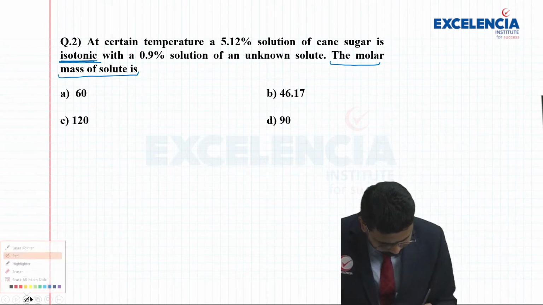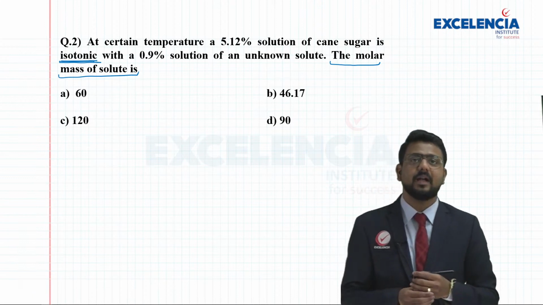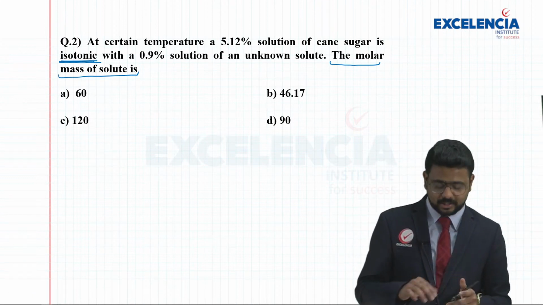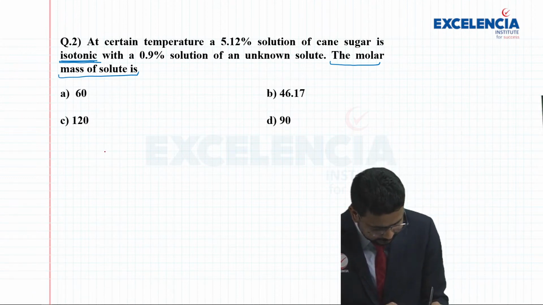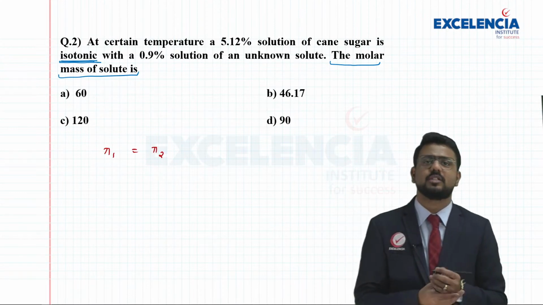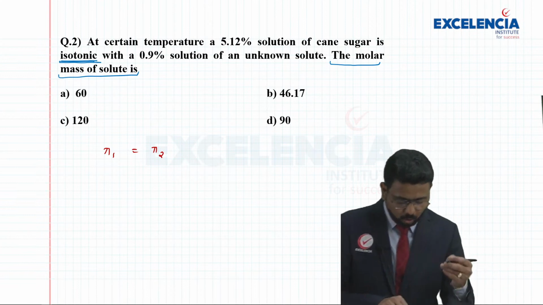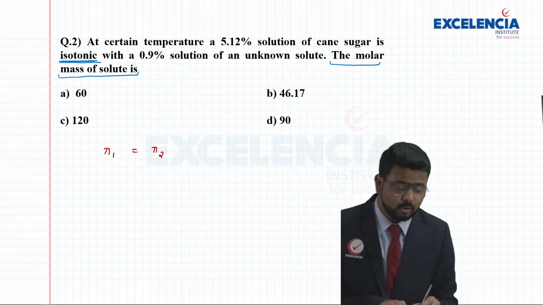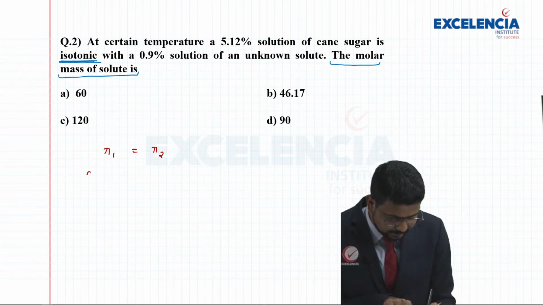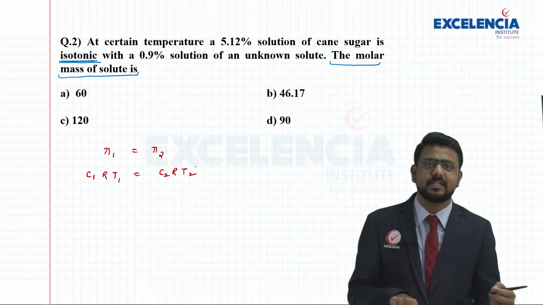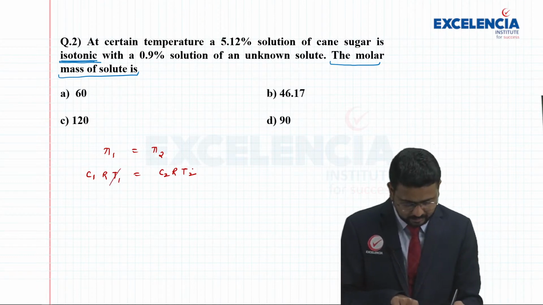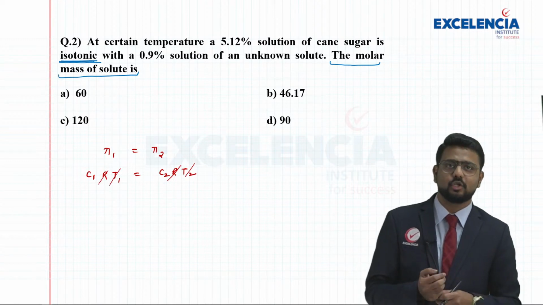Because they are saying that the two solutions are isotonic with each other, we can say that pi 1 should be equal to pi 2. The osmotic pressures are the same. So pi 1 equals pi 2 means C1 RT1 equals C2 RT2. Because they are saying the same temperature, T1 and T2 will be the same, and R gets cancelled. So basically their concentrations should be the same here.